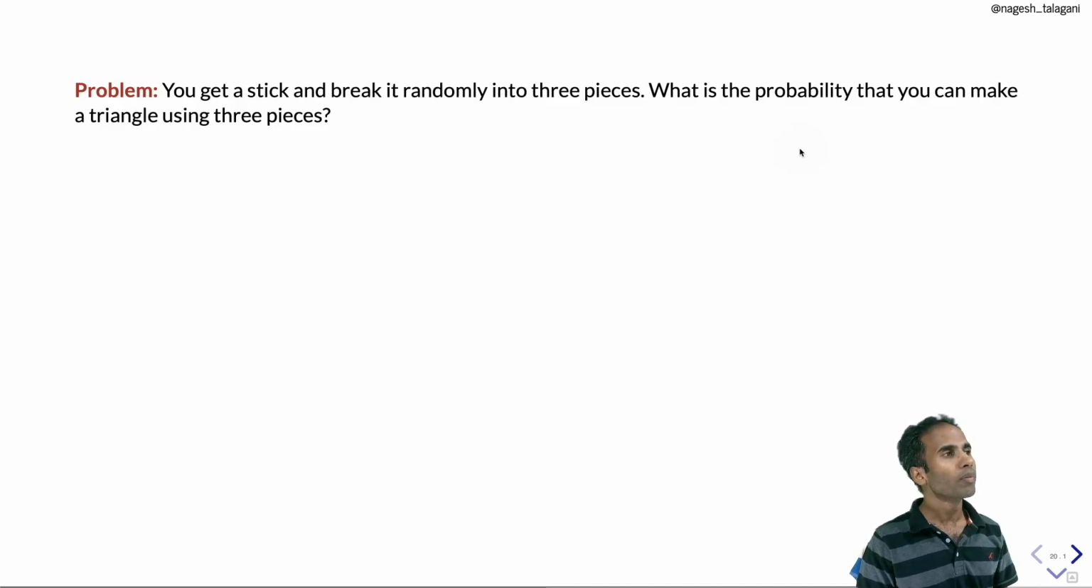Here is the problem. You get a stick and break it randomly into three pieces. What is the probability that you can make a triangle using the three pieces? Okay, let us solve this.